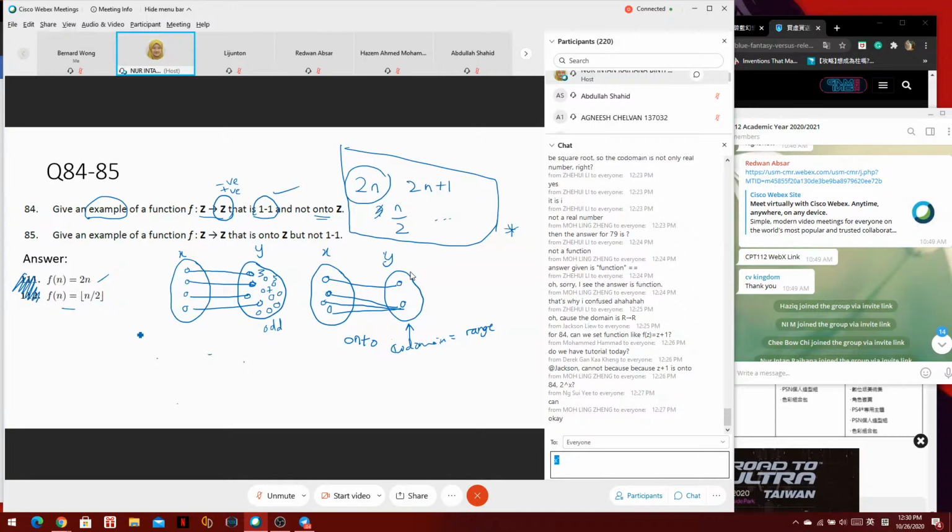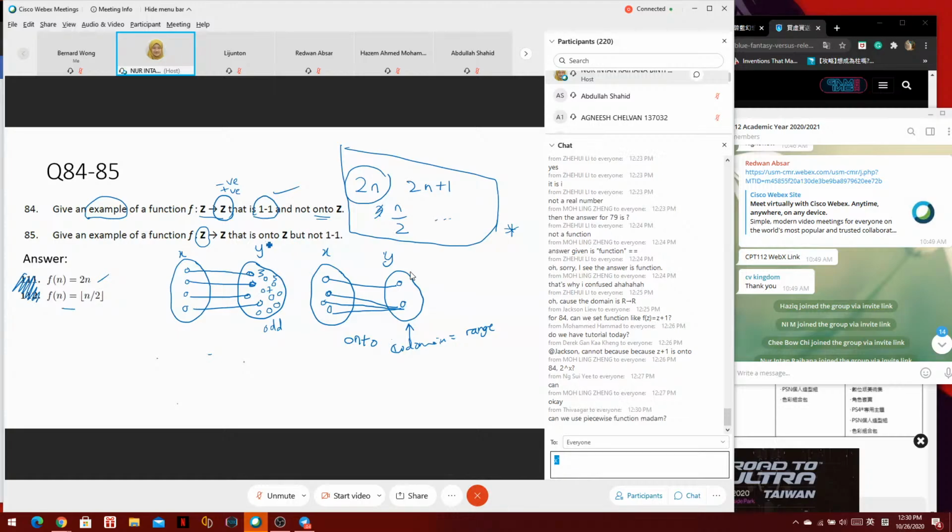Now, again, the same things happen here. It maps from domain Z to codomain Z, which also includes the positive and negative integers. But this time, it asks you to have onto but not one-to-one, meaning the value of y can be mapped twice or more. Of course, 2n is wrong already, right?